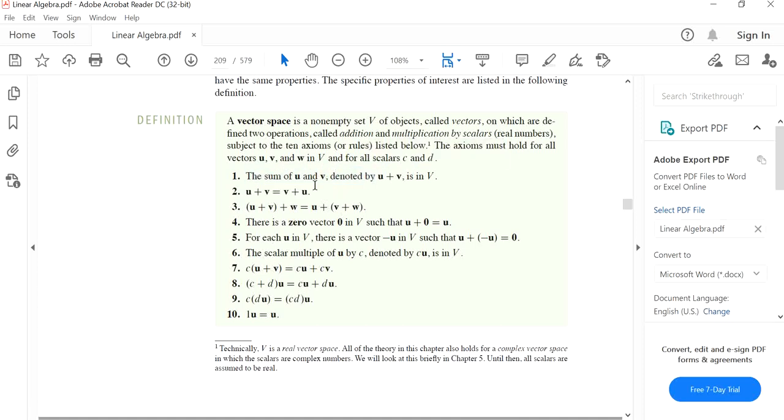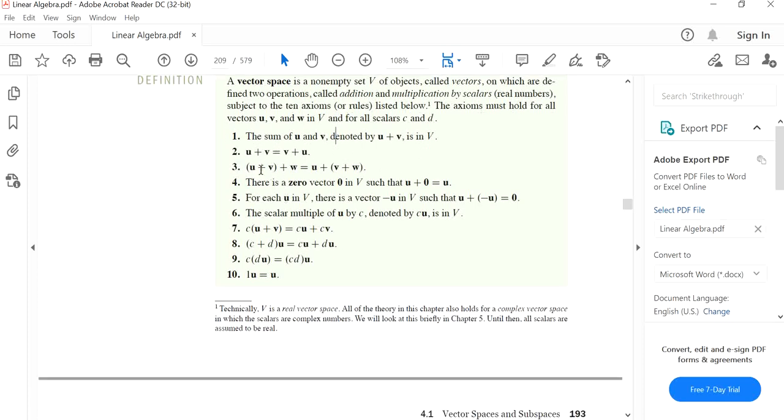So the axioms are basically: if there are two vectors, then their sum should also be there. The order of adding should be immaterial. Similarly, if you add two and then add the third, or first you add the second and third and then add the first, it shouldn't really matter. There should be a zero vector in V. So without the zero vector, your vector set cannot be a vector space.